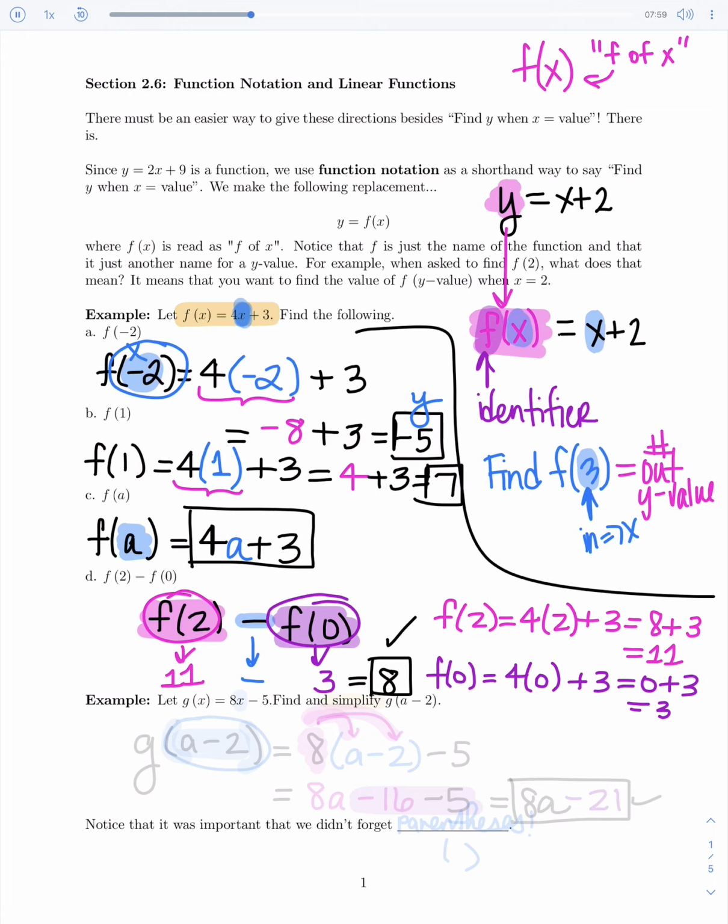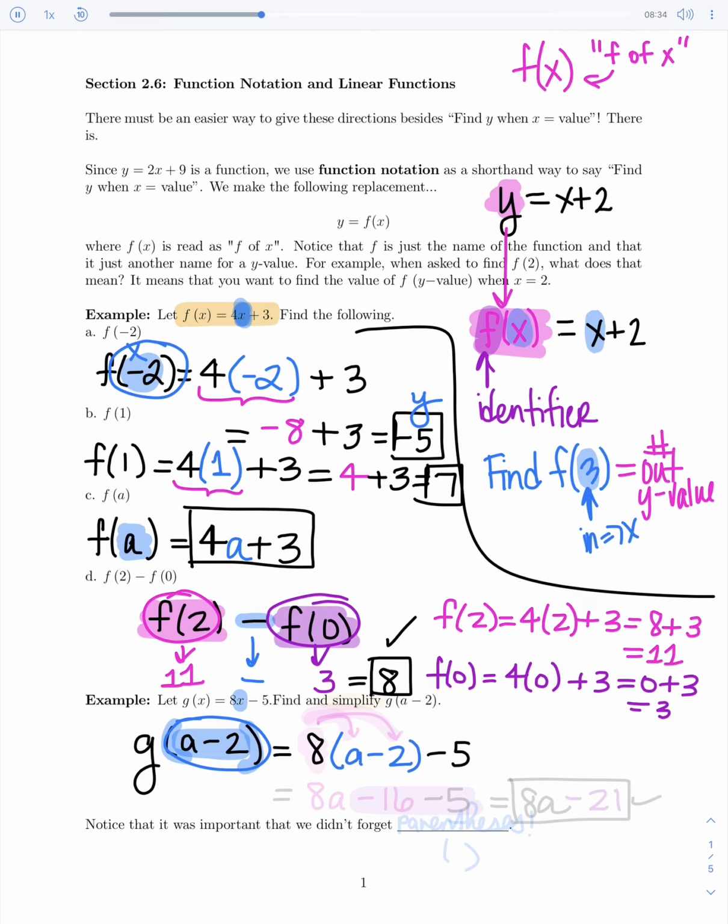Last one here. We've got g of a minus 2. So no matter how complicated whatever's inside those parentheses is, we're going to take that whole thing, parentheses and all, and plug it in wherever there's an x. So we'll still have the 8, but that x is going to get replaced by this whole ugly thing, parentheses and all, a minus 2. Then whatever came after it, the minus 5, is going to stay the same.